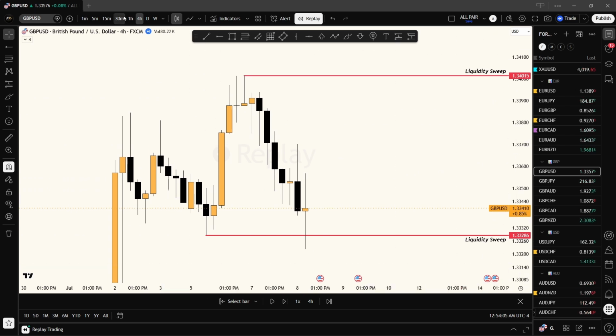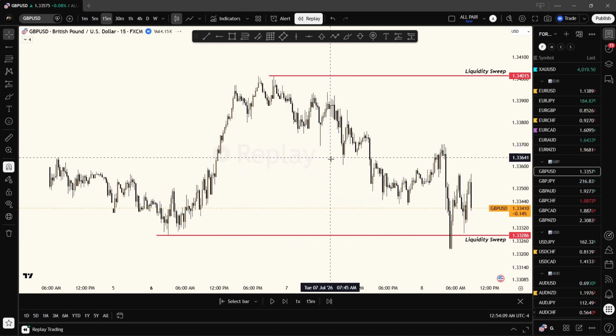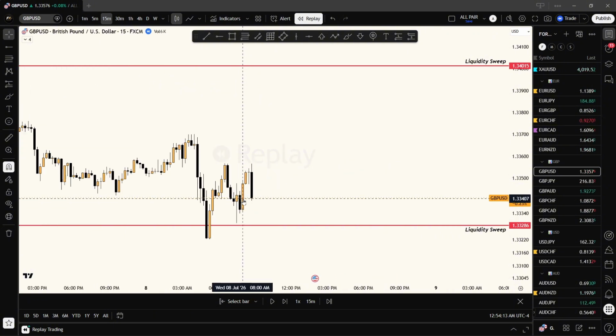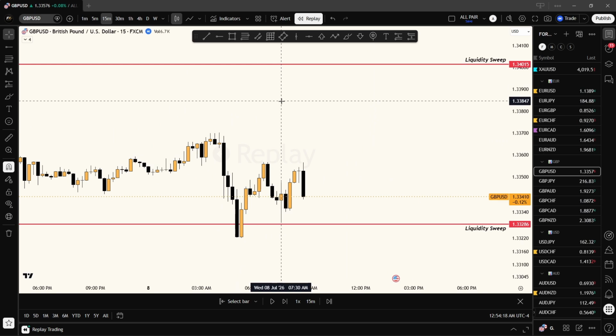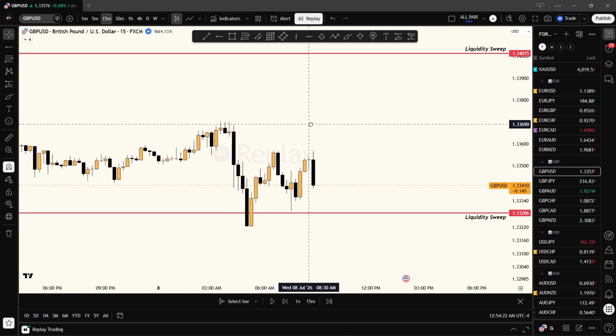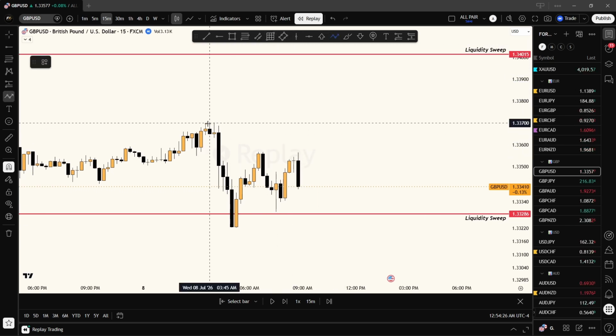Now let's switch to a lower time frame and take a closer look at what happened after the sweep. A liquidity sweep alone isn't enough to enter a trade. The lower time frame helps confirm whether smart money is actually reversing the market or simply continuing the trend. That's why many SMC traders wait for lower time frame confirmation instead of entering immediately after the liquidity is taken.